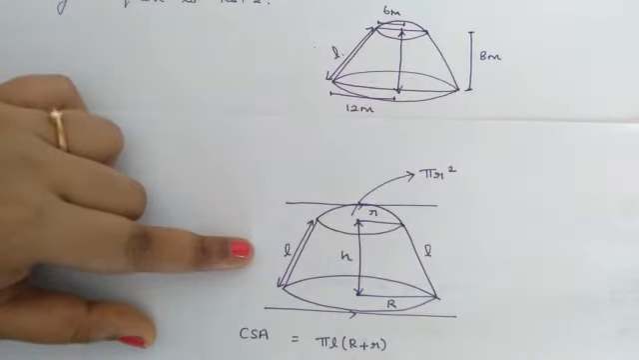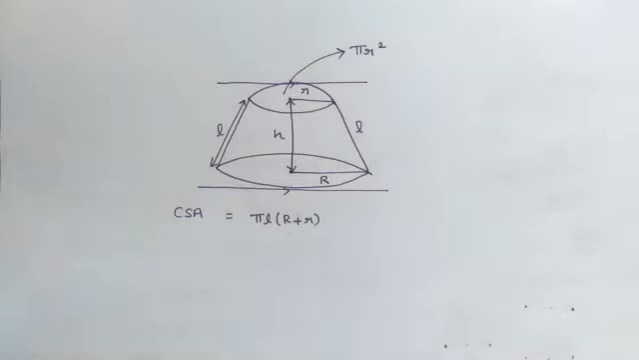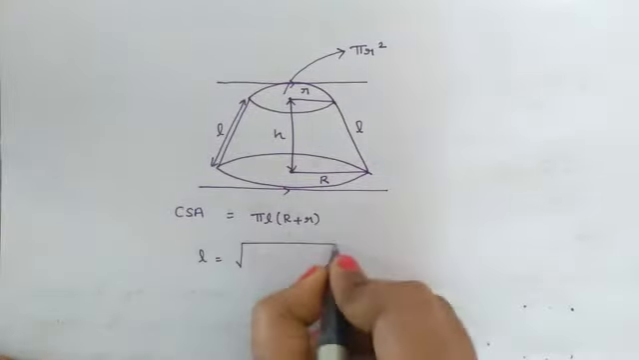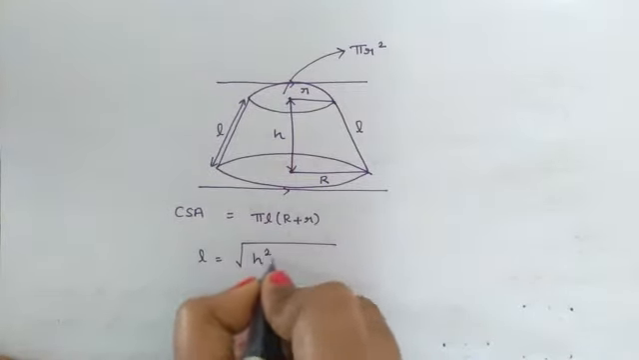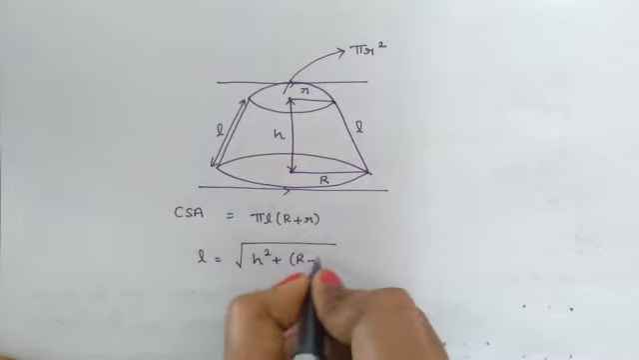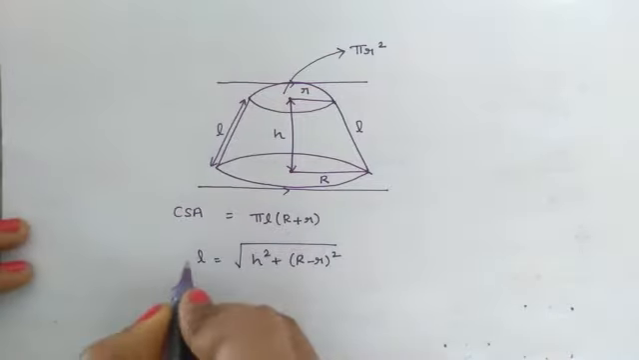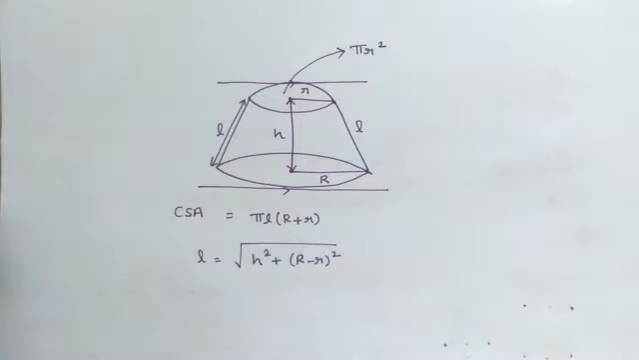So we are going to identify the slant height L. How to identify? Let's see. To identify the slant height L, we have a formula, that is square root of h square plus (R minus r) the whole square. That's it. So this is the formula to identify the slant height of a frustum. Using this formula, let's identify the slant height of the given image in the question.